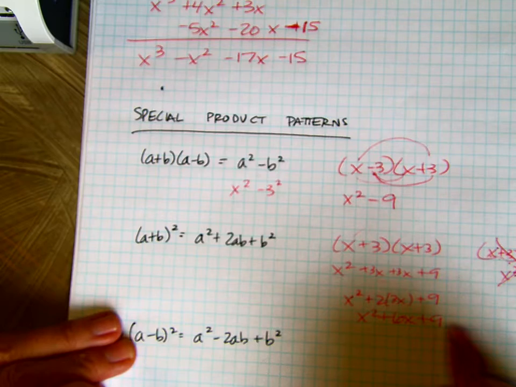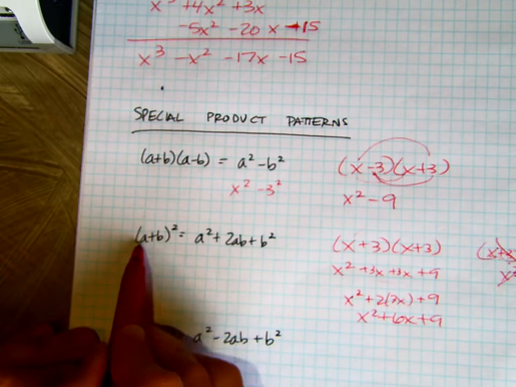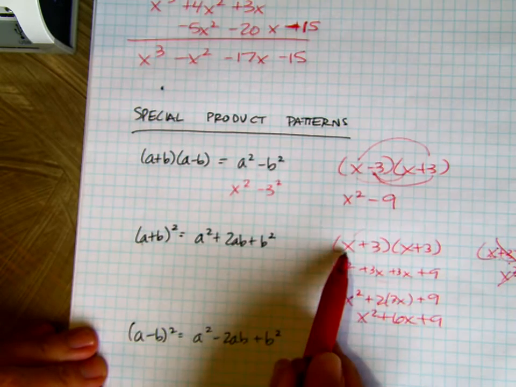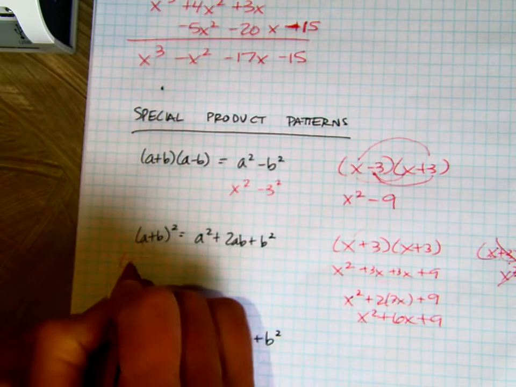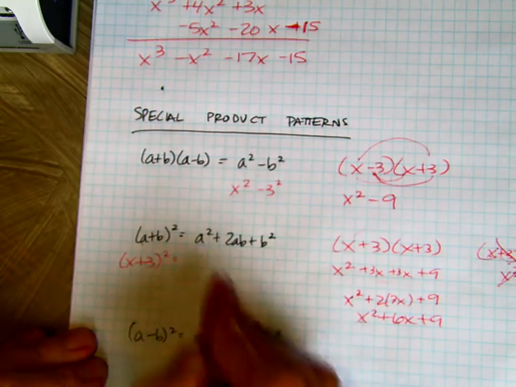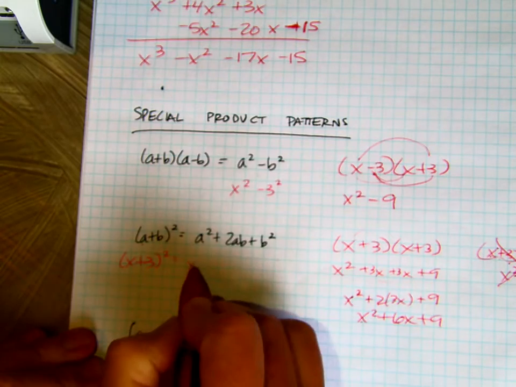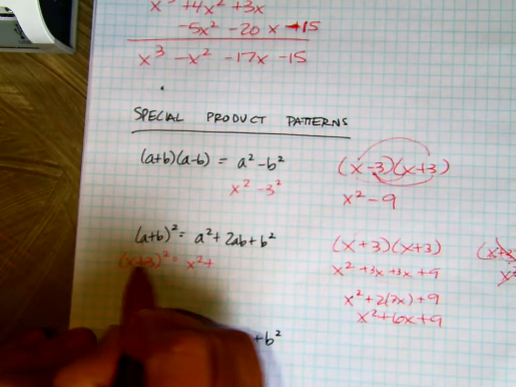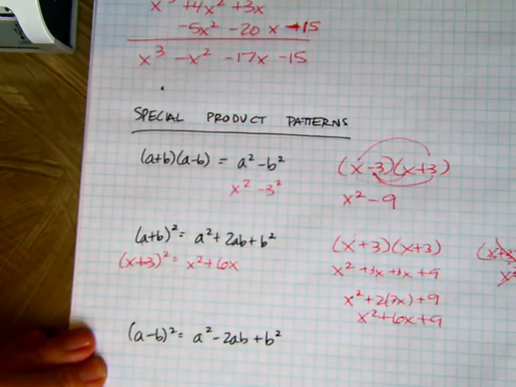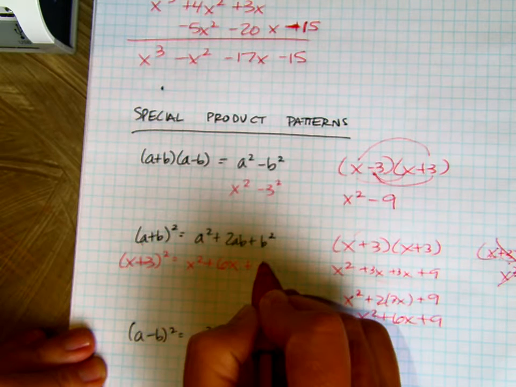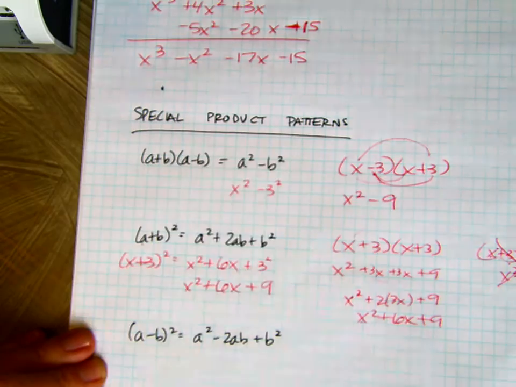And that's what this is trying to tell you, that whatever it is, an a plus b squared is going to be, so if I have an x plus a 3 squared, that's going to be my a squared, plus 2 times these guys multiplied together, which is going to give me 6x, plus your b squared, x squared plus 6x plus 9.